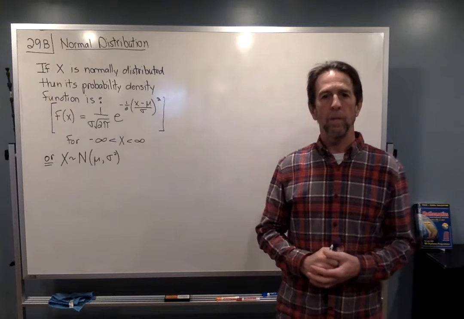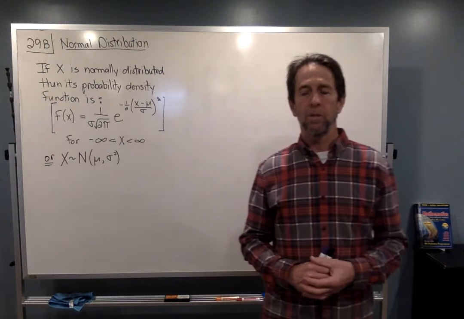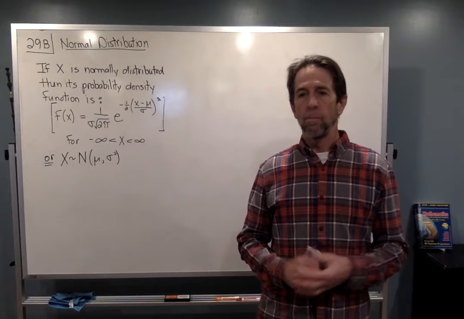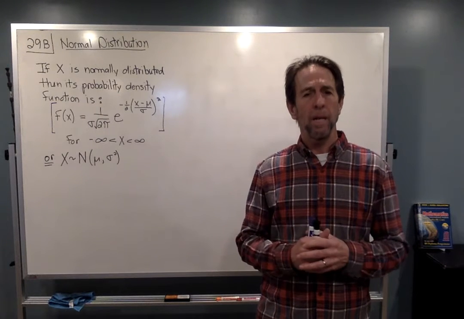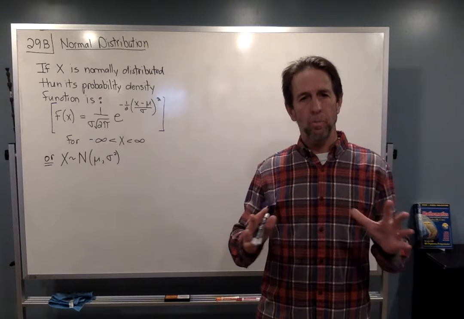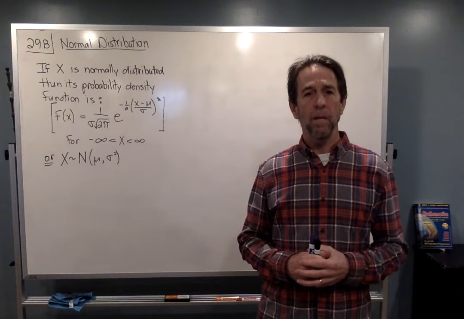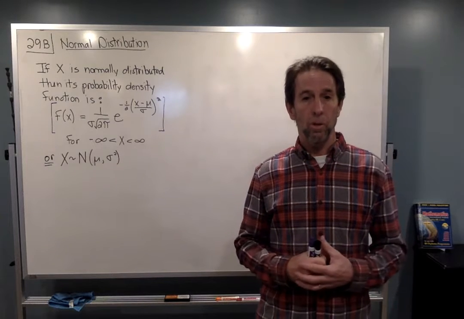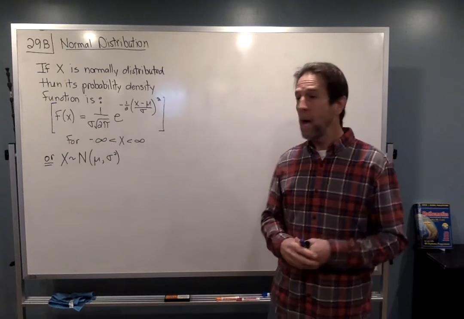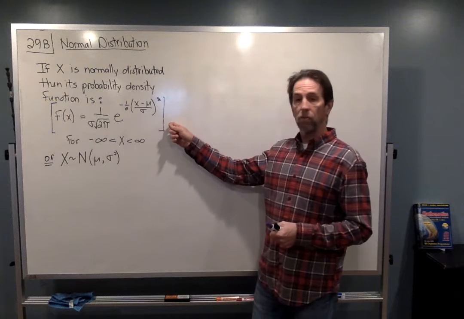If something is normally distributed, it's basically a situation where most of the data is close to a mean, and it tends to spread out as we go away from the mean. The visual of this, of course, is the bell curve or the standard curve. Mathematically speaking, however, it's this function.